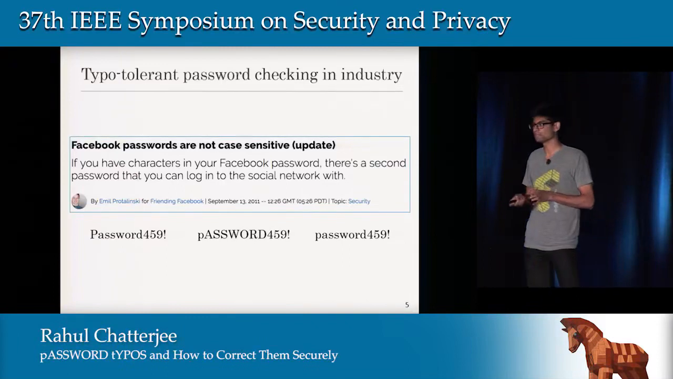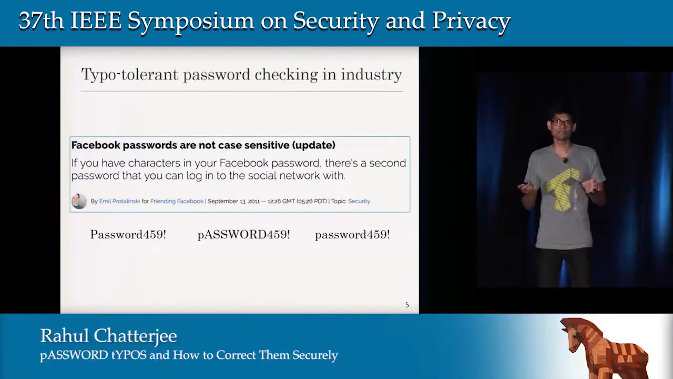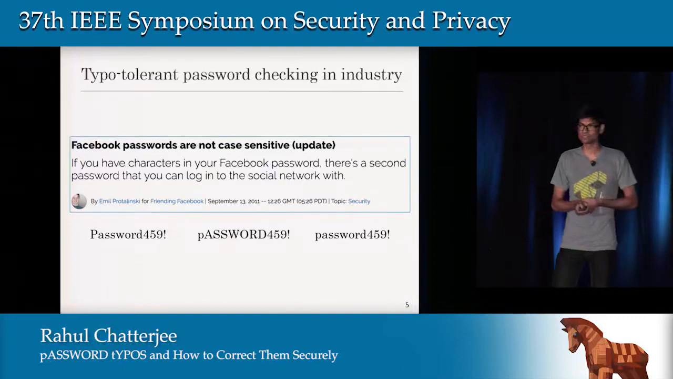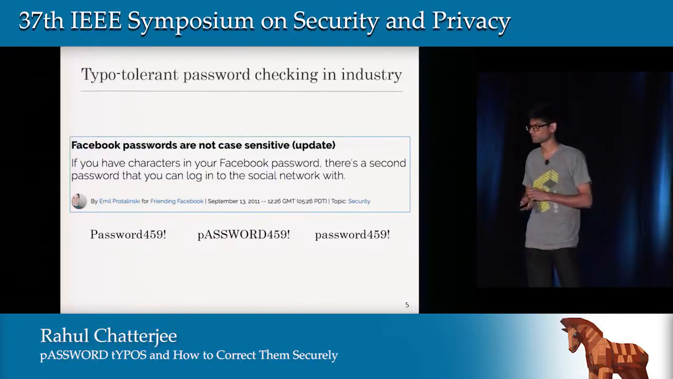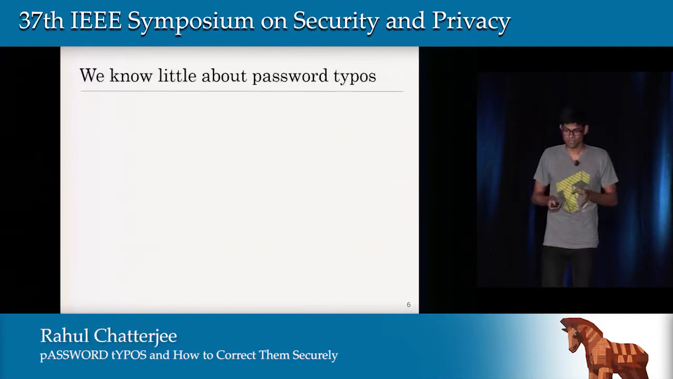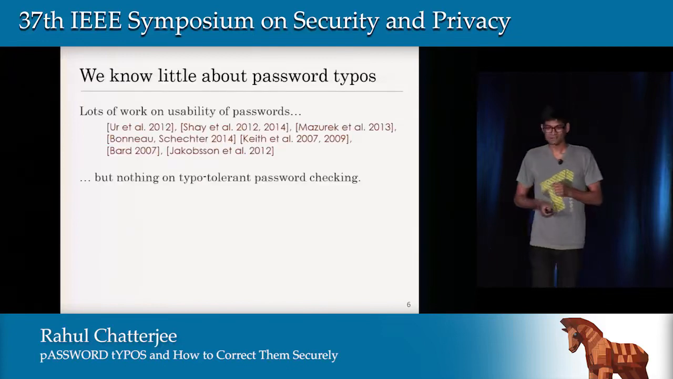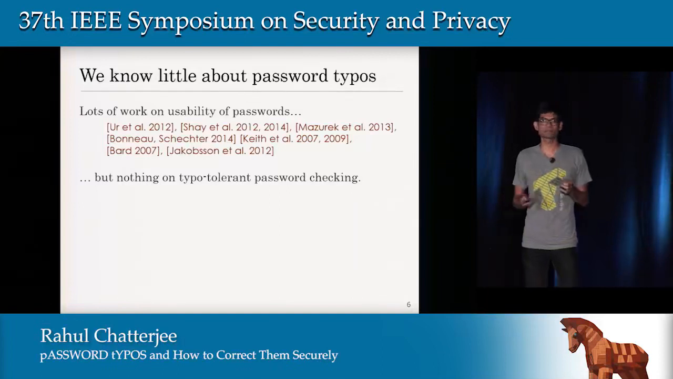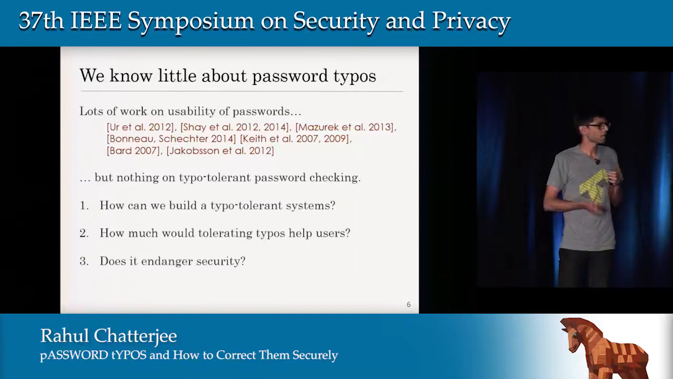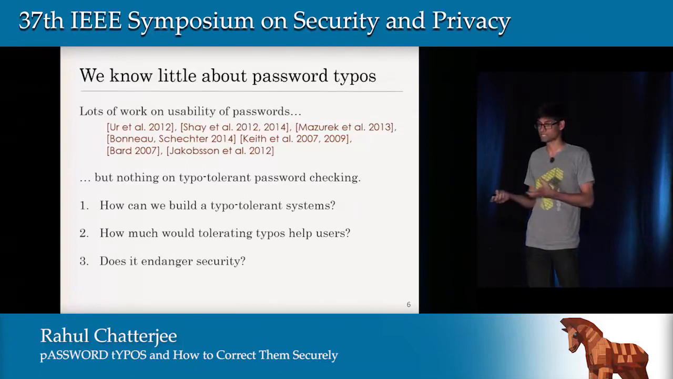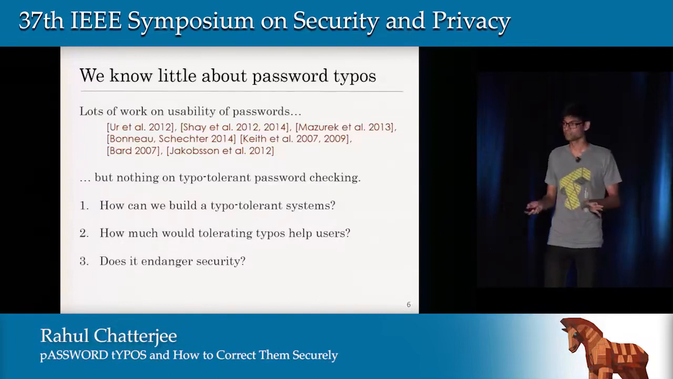But when you look into academia, in spite of the fact that there are a plethora of studies on the usability of passwords, we see very minimal work on password typos. Apart from the fact that password typos actually happen, we don't know much about them. So we started our project with a few simple questions. How can we build a typo-tolerant password checking system? Does it actually help? If we allow some typos, will it help users, and how will it help? And is it secure to do so?